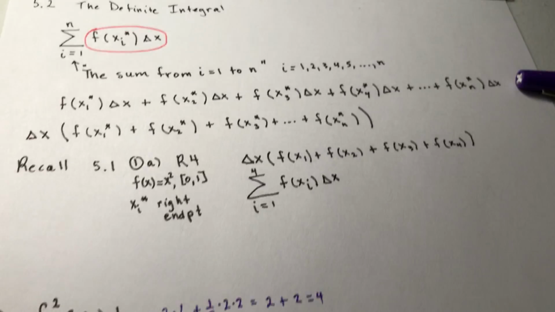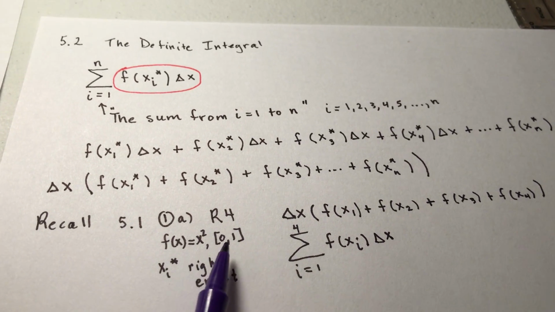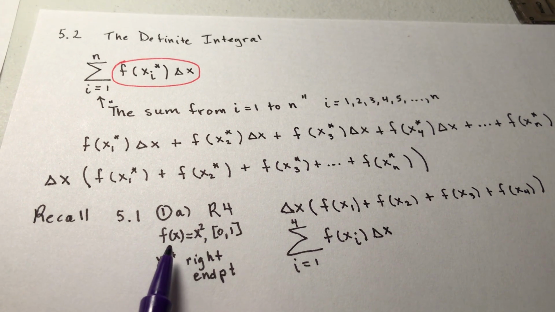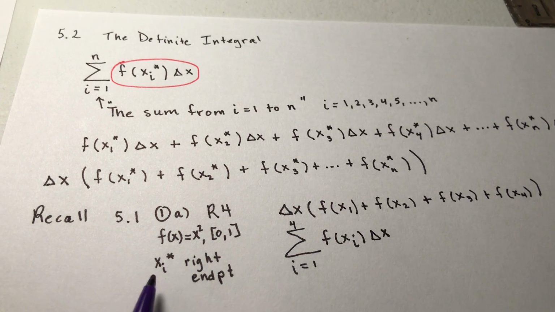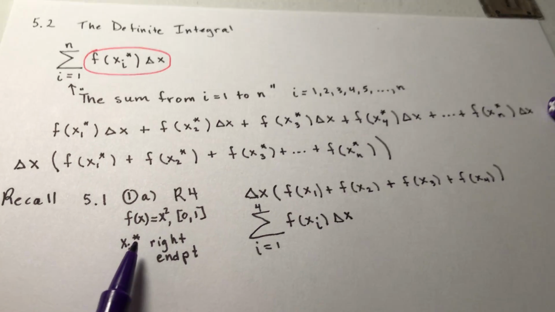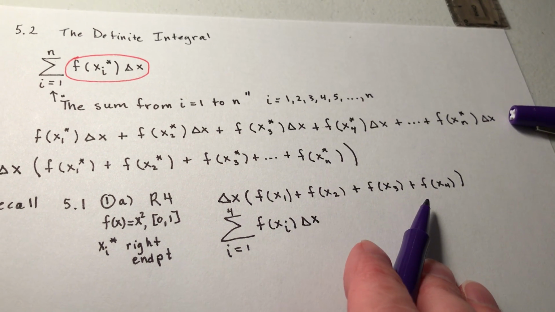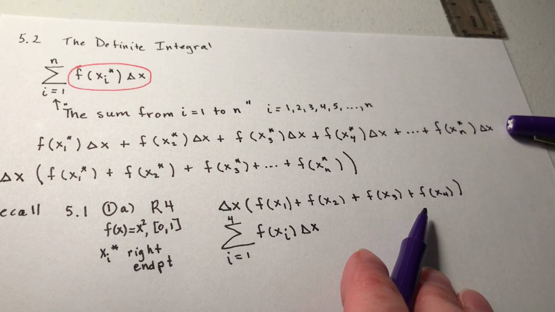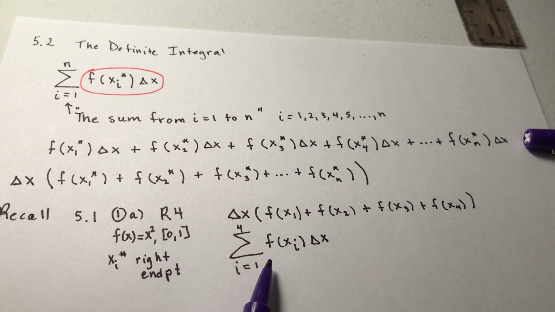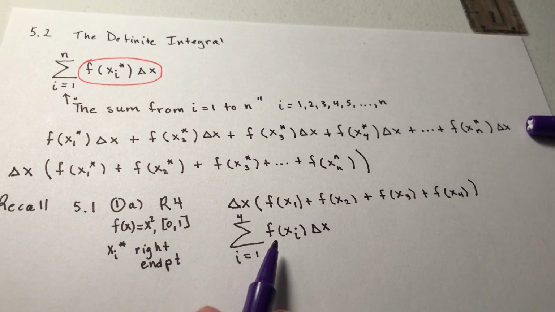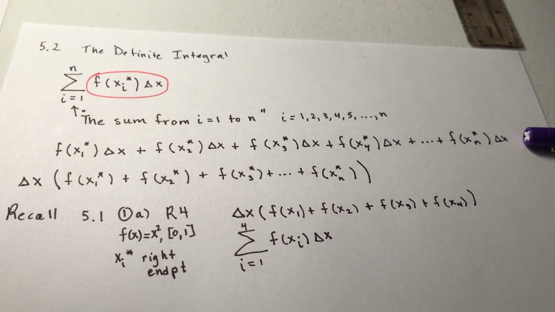All right, that takes care of section 5.2. There's a little bit of theory up here that I'll let you read through, but in 5.1, when we did R4, we were looking at f of x equals x squared from 0 to 1, and we were using the right-hand endpoint as our x_i star. I wrote out that delta x, and then you add those 4 right endpoints, and that is a way of writing it as the sum from i equals 1 to 4 of f of x sub i delta x. All right, that's 5.2.